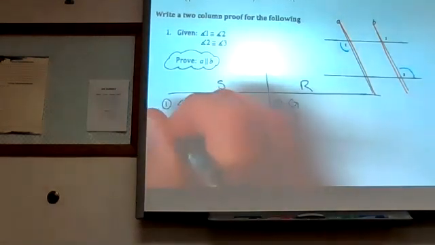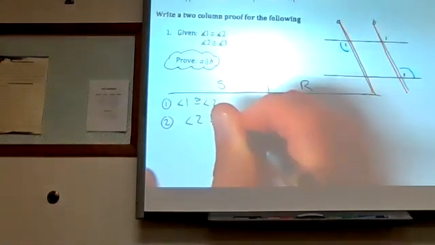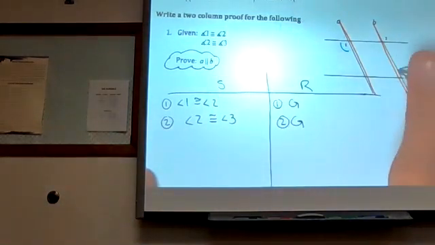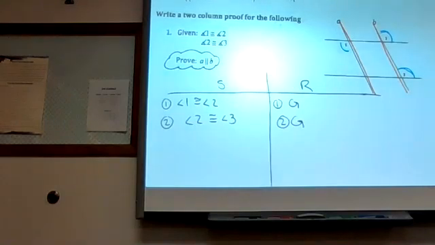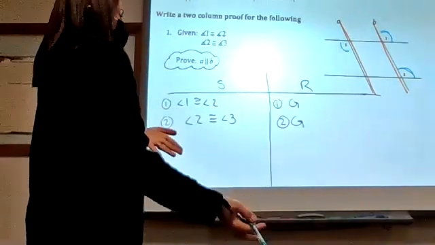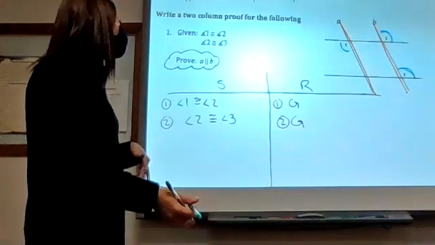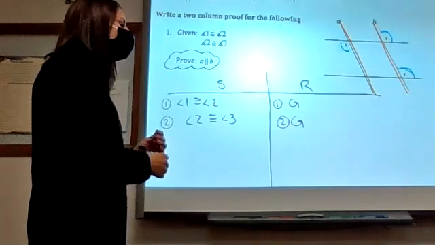I'm also given that angle 2 is congruent to angle 3, given. So 2 is congruent to angle 3 also. Now we can see in our diagram that 1 and 3 are the same. Why can we say it? What is that called? Starts with a T.